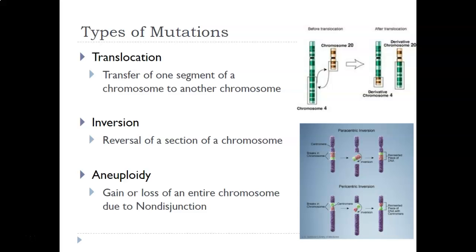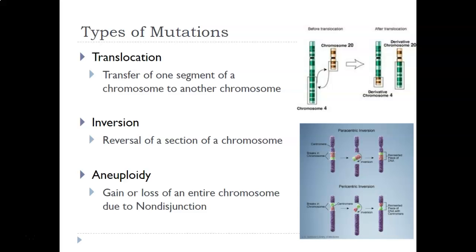The last 3 are a little bit more complicated. So translocation is the transfer of one segment of a chromosome to another. That could be like in this picture, a section of chromosome 4 being translocated onto chromosome 20. So that's a huge jump, right? Chromosome 4 is much larger than chromosome 20. So now chromosome 20 has all these new genes, but it doesn't make sense because your body doesn't read those genes in the same way as they would on chromosome 4, because your body is set up to read chromosomes where they should be.